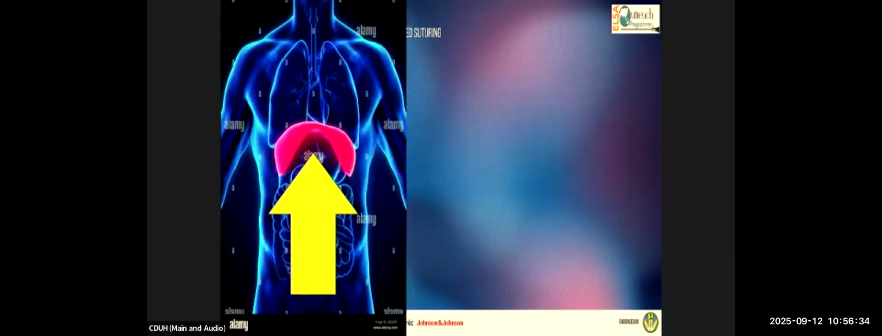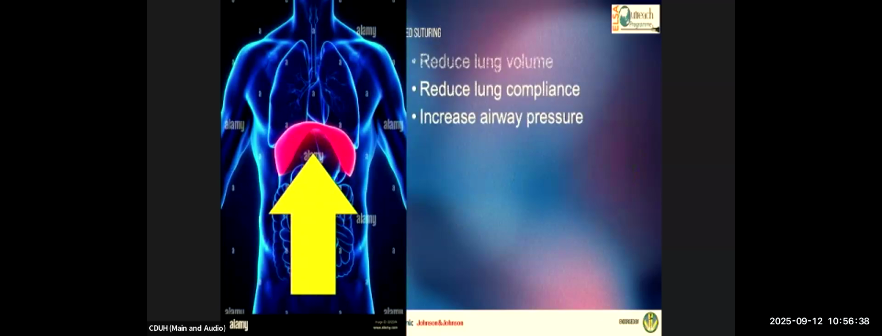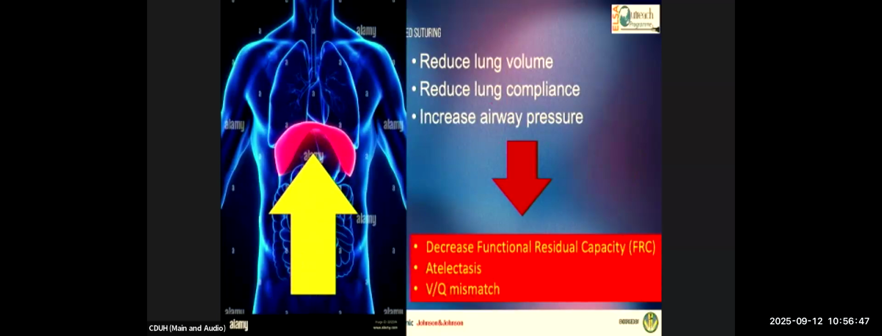The mechanical effects of the pneumoperitoneum also push the diaphragm up, causing a decrease in lung volume and compliance, as well as an increase in airway pressure. So consequently, there's a decrease in functional residual capacity and a ventilation perfusion mismatch. So all of us have to be conscious of this, not overinflating and not underinflating, so that the operative field is not compromised as well.